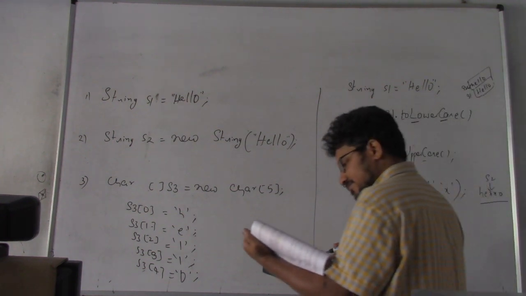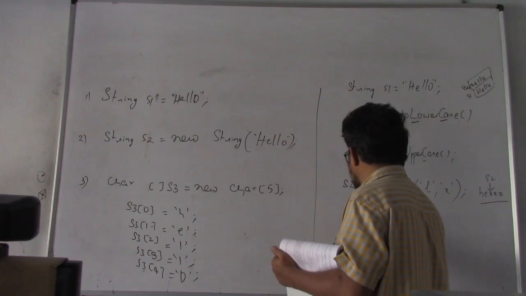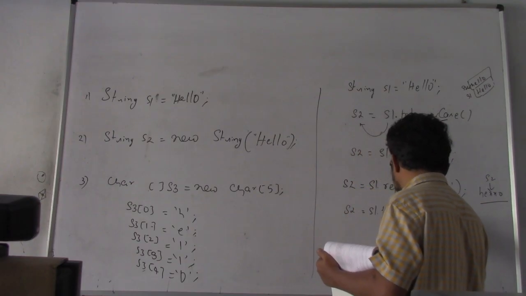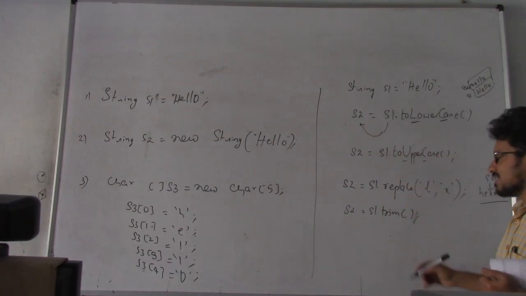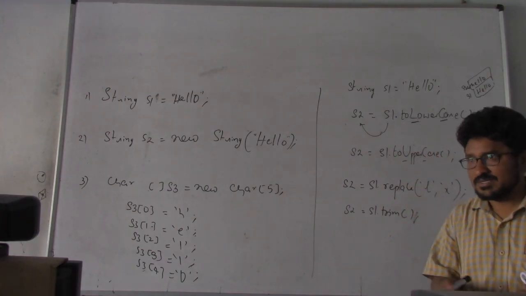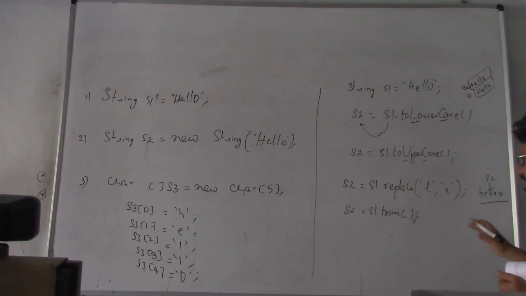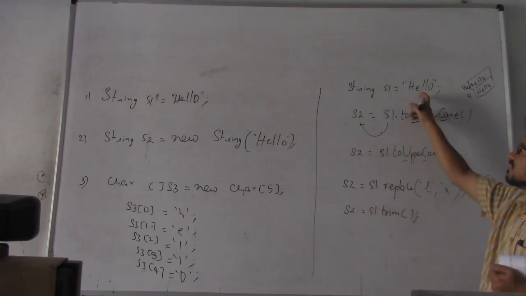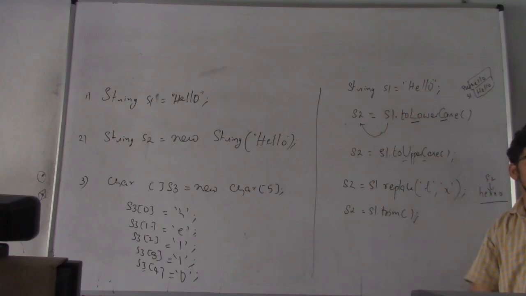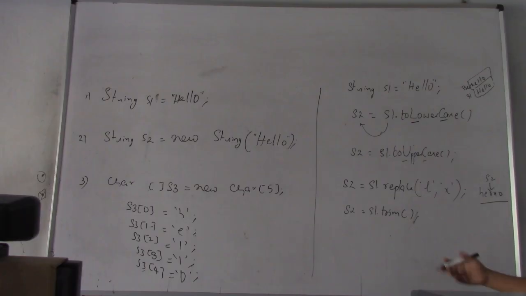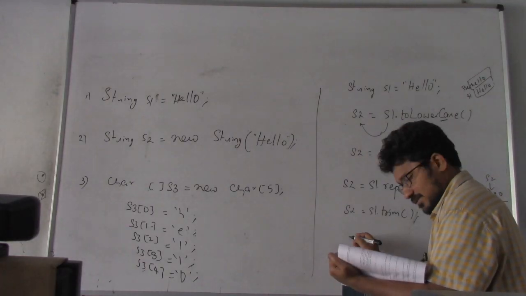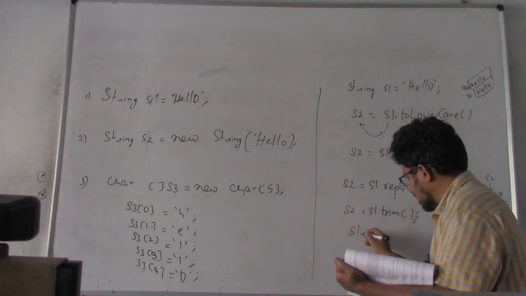Next method. This is another simple method, again it comes under RWMS. Trim. Trim means it removes the white space. S1 will be maybe hello with some space, but S2 will be after removing the white spaces, only the characters will be there. Not only white space, we can also mention a specific character. Next one is S1 dot length.